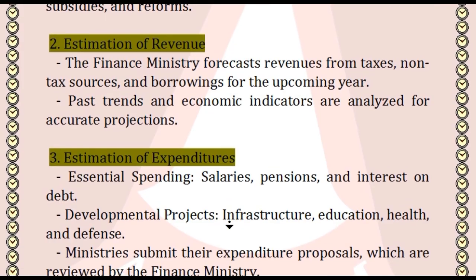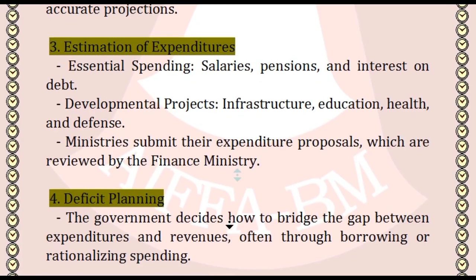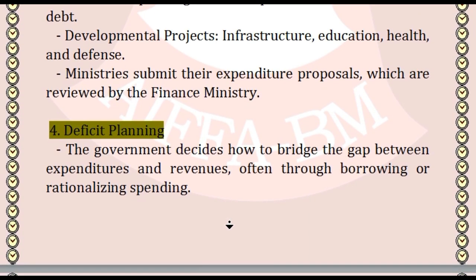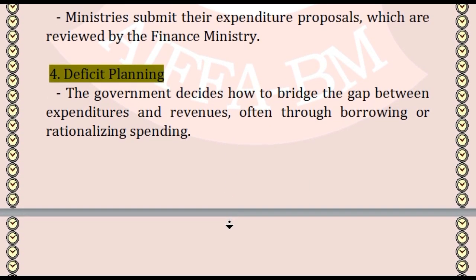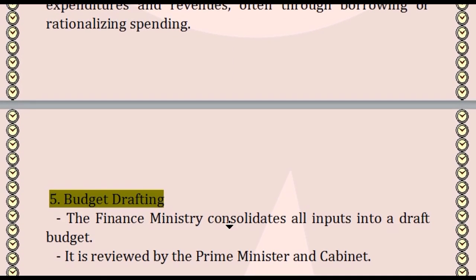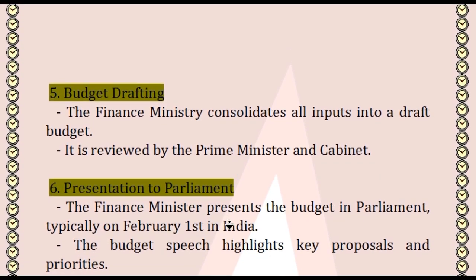3. Estimation of expenditures. Essential spending, salaries, pensions, and interest on debt. Developmental projects, infrastructure, education, health, and defense. Ministries submit their expenditure proposals, which are reviewed by the Finance Ministry. 4. Deficit planning. The government decides how to bridge the gap between expenditures and revenues, often through borrowing or rationalizing spending. 5. Budget drafting. The Finance Ministry consolidates all inputs into a draft budget. It is reviewed by the Prime Minister and Cabinet.